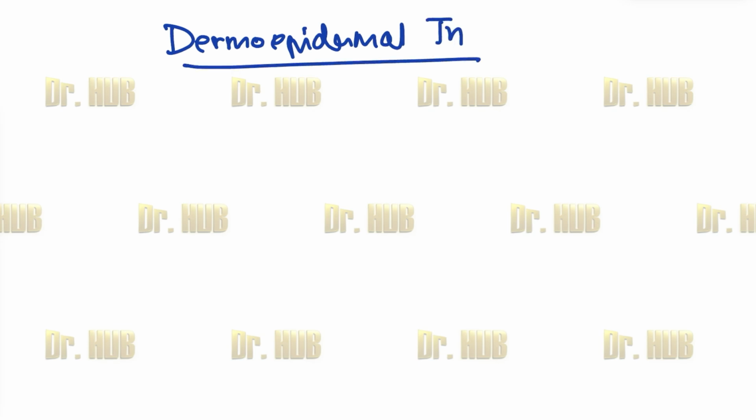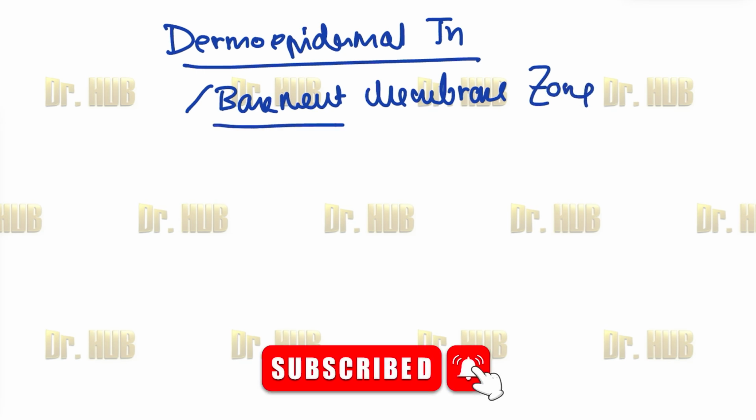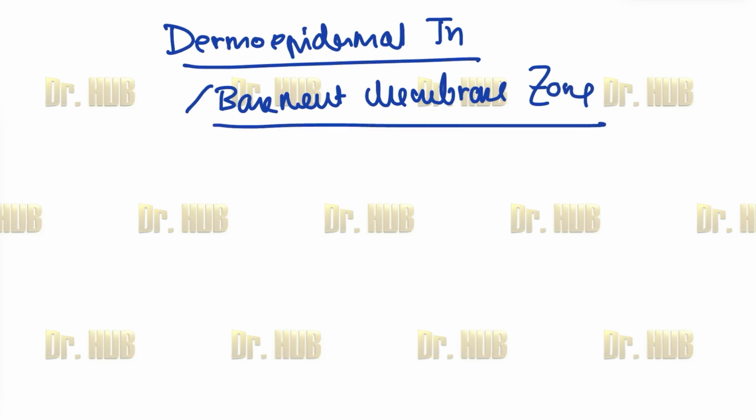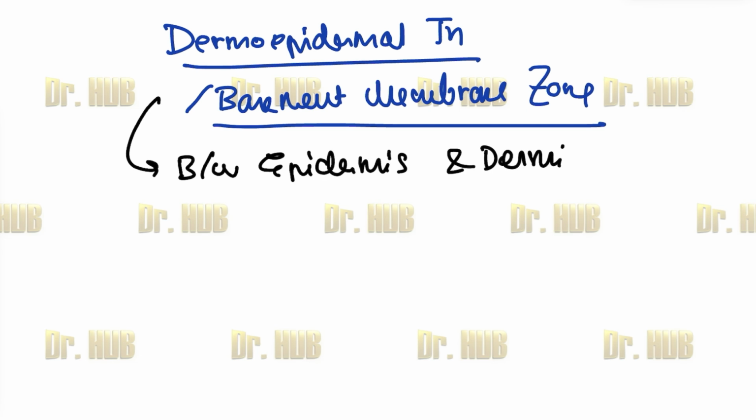Dermoepidermal junction, or the basement membrane zone. This is nothing but the junction between the epidermis and the dermis. So this is known as the basement membrane zone or the dermoepidermal junction, and it contains a number of extracellular macromolecules.